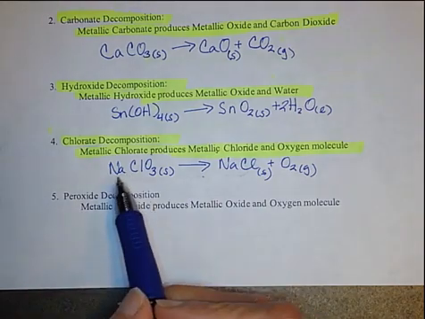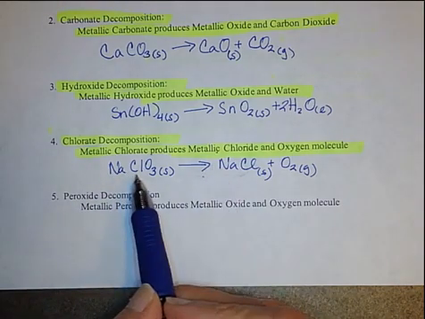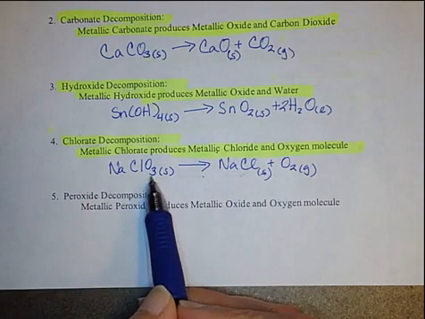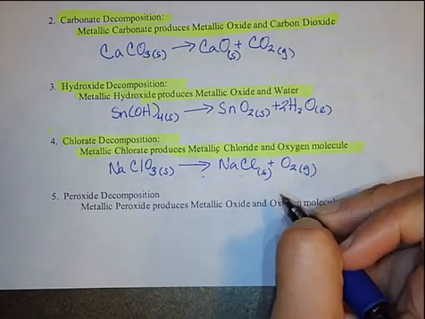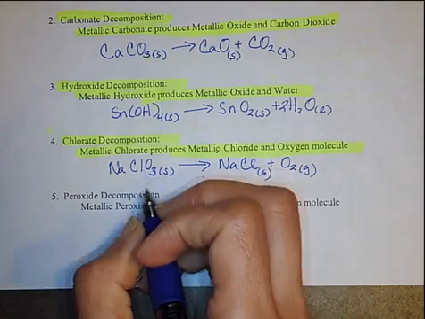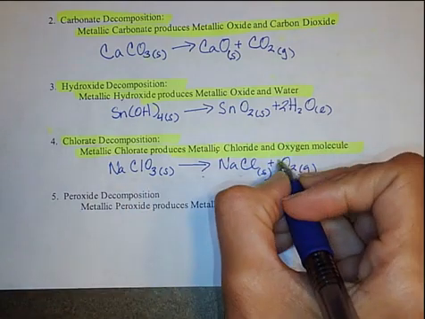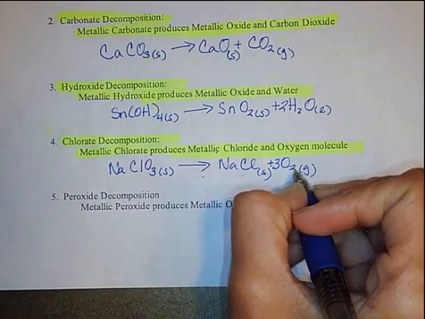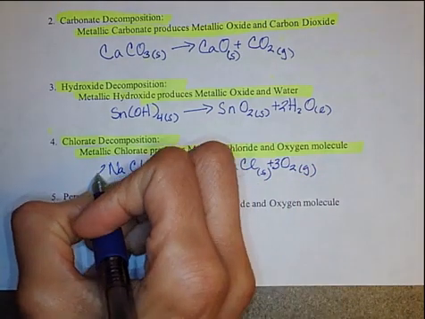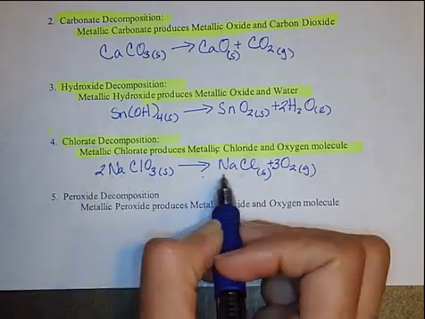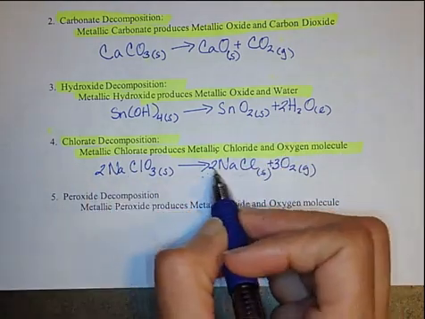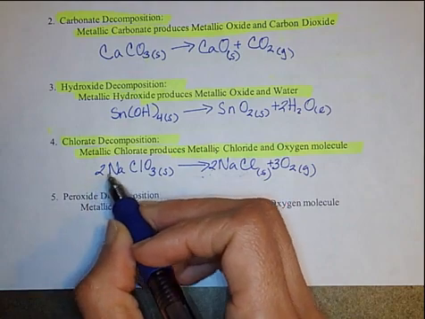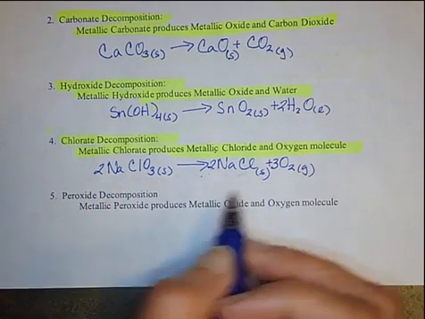We want to balance: 1 sodium, 1 sodium, 1 chlorine, 1 chlorine, 3 oxygens, 2 oxygens. We could put a 2 there, but it's hard to balance that, so we're going to put a 3 here. So now this gives us 6 oxygens. So I'm going to put a 2 right here. 2 sodiums, 2 chlorines, 6 oxygens, 6 oxygens.